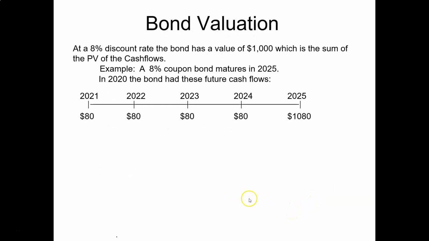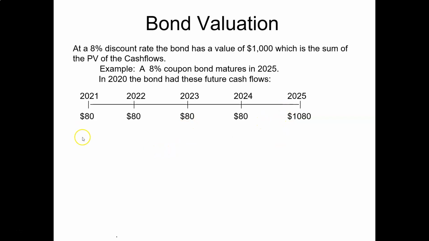Now let's draw the timeline of cash flow in this 5-year bond. The bond pays coupon payment in the annual frequency, so we will receive the coupon payment in the next 5 years, and we receive the coupon payment at the end of each year. At the maturity date, we receive the face value of this bond. So we will receive the face value and the coupon payment at the maturity date.